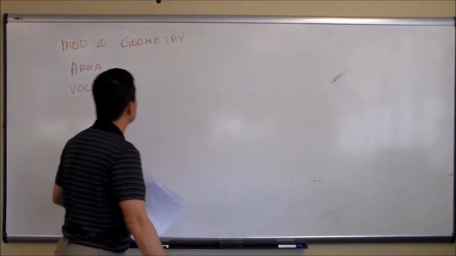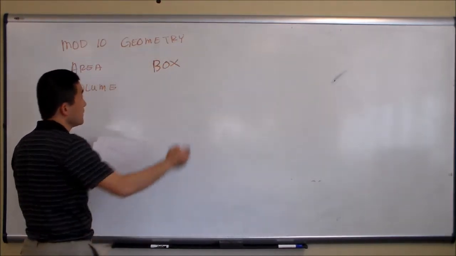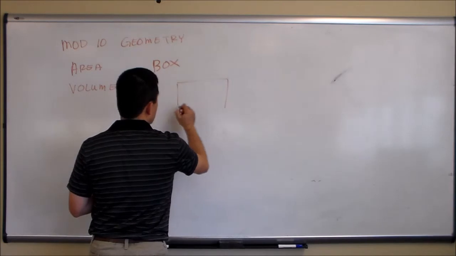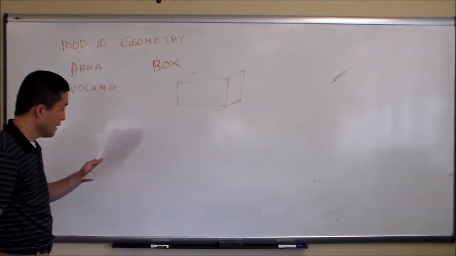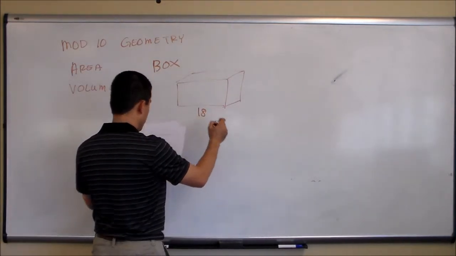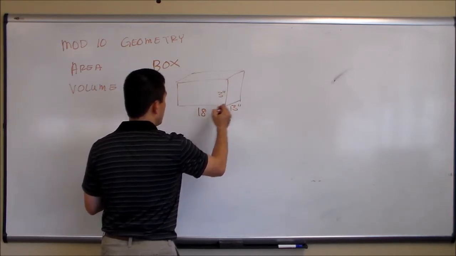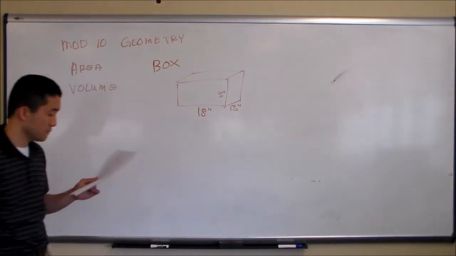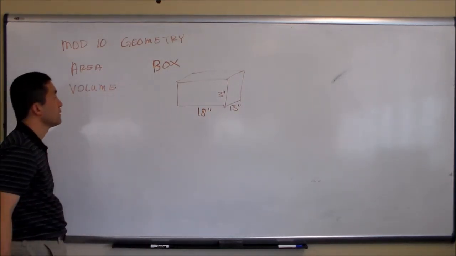Okay. It's a box. So say it's a box that looks like this. A typical UPS box is going to be 18 by 13 by 3 inches. Again, find the volume and find the area.